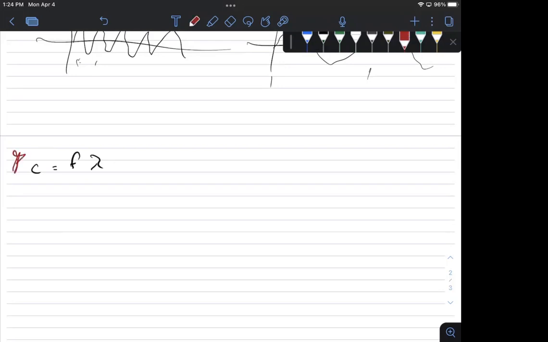Big equation. This is the main wave equation that we're going to talk about. I've written it for light, but it's true for all waves. More in general, the velocity of a wave is the frequency of the wave times its wavelength. If it's light, then we call the velocity c. If it's water, then it's just v, whatever it is.